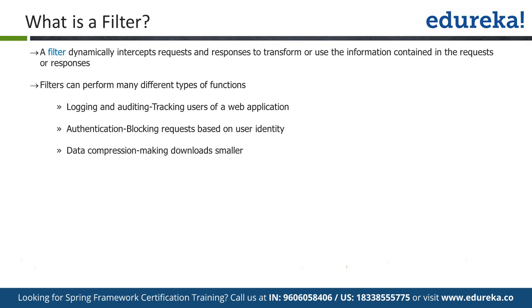Then second is authentication, blocking based on user identity. You filter all the requests going through that. You simply block the request if the user is not identified and simply display whichever page you want. Third one is data compression, making downloads smaller. If the request is for a download, you can compress the data at this filter level so that the file will become smaller, and a smaller file is better to handle. Maybe you can use zip, unzip kinds of things in these filters, which is very common, which we used to do earlier as well. So that is more or less what we do with filters.